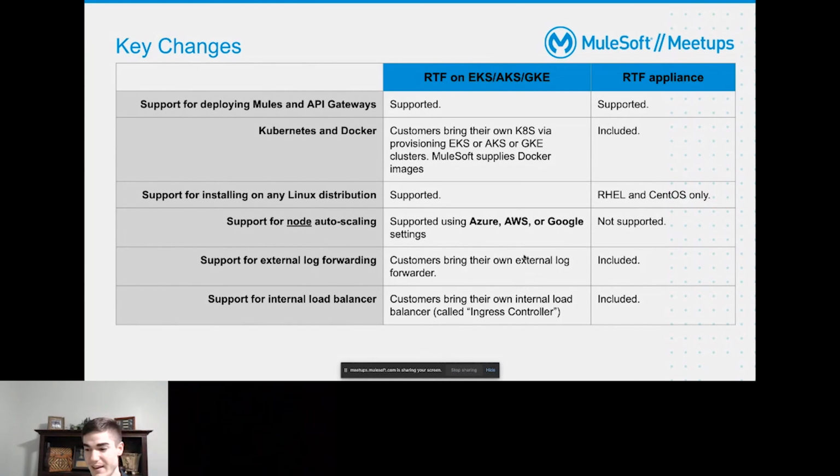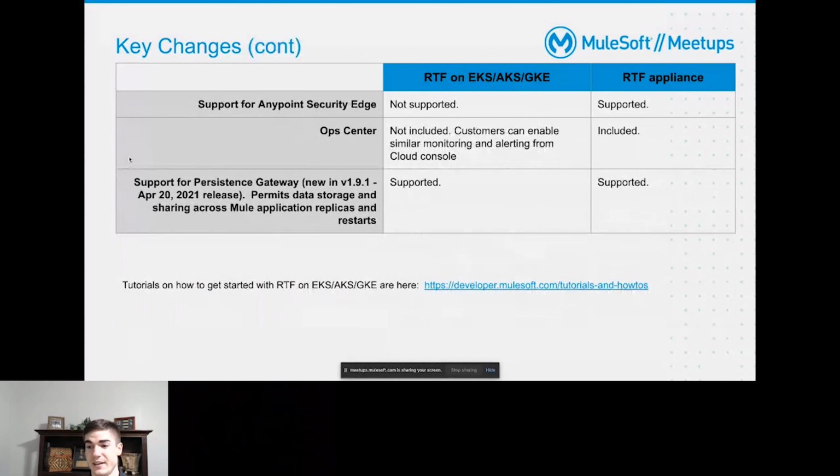And again, I think we touched on this earlier, but for the internal load balancer, the Kubernetes service installation does not come with one of those. You'll have to set it up completely yourself, but it is included in the RTF appliance. Because it's included in the RTF appliance, you are able to apply the Anypoint security edge policies from Anypoint platform.